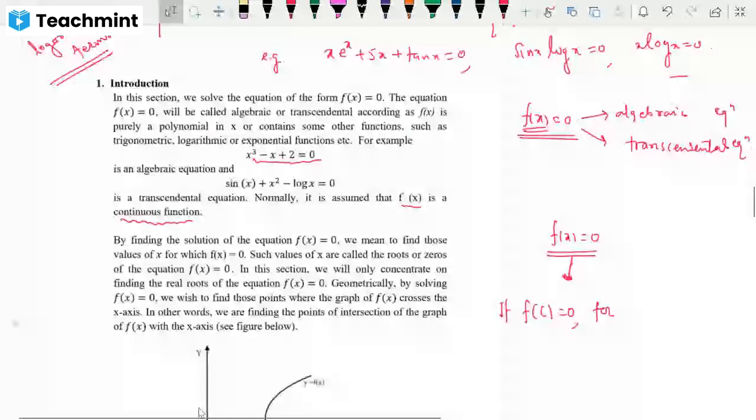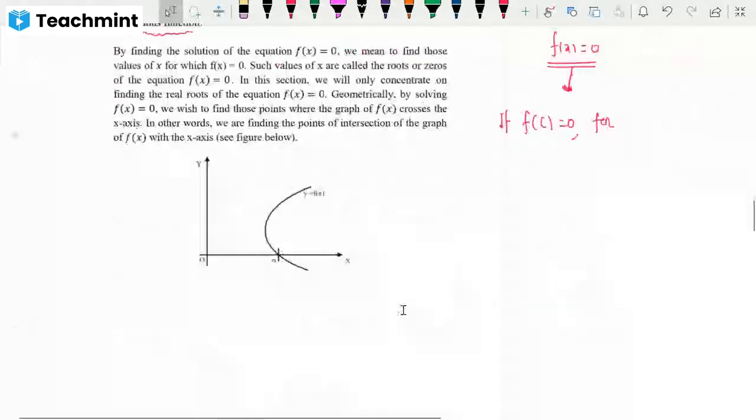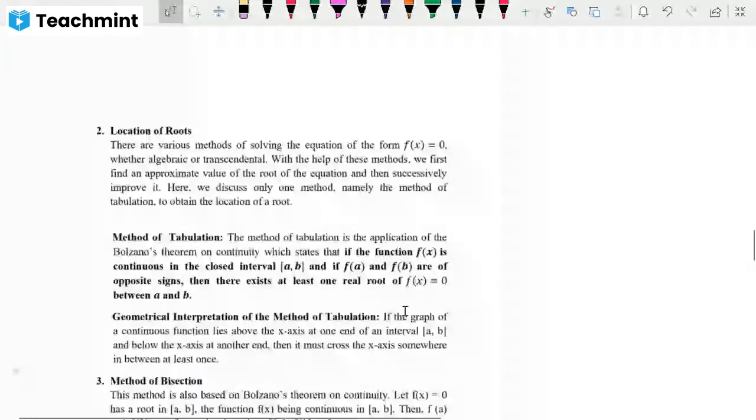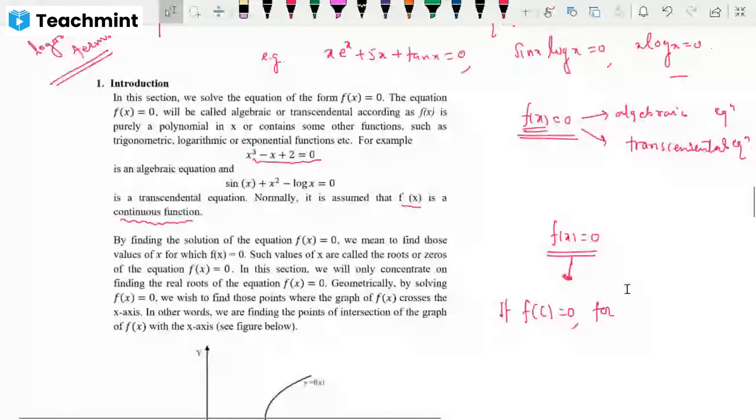Next we'll continue this chapter and just introduce the bisection method. Before that, last time, we were in a position to define the solution of an algebraic or transcendental equation. What is the definition of a solution, or it is called the root of that equation? f(x) equal to 0. It may be an algebraic equation or a transcendental equation, that depends on this.